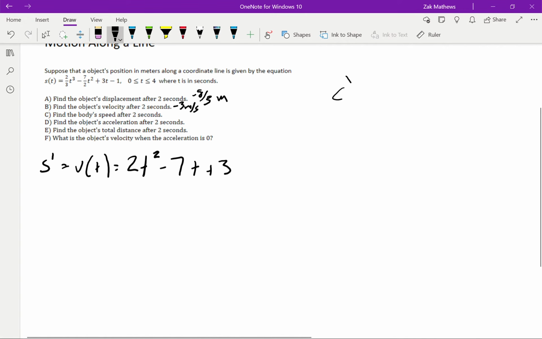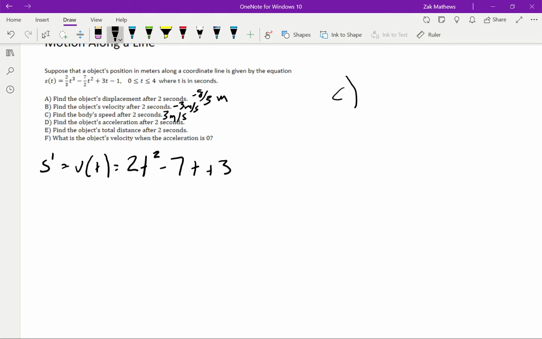All right, letter C. Find the body's speed after 2 seconds. Well, it's actually going to be that same calculation we just did, right? We found the velocity equation. We plugged in the 2 seconds. We got a velocity of -3 meters per second. But speed is just the scalar of that. And so it's going to be the absolute value. It's going to be the positive. Speed is always a positive. It doesn't care about direction.